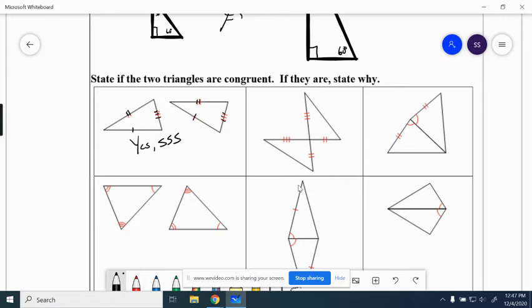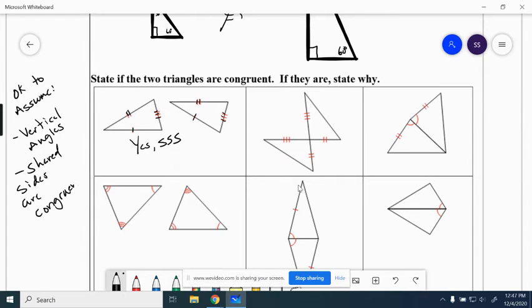Before we start, I'm going to write off to the side here things that are okay to assume. First one, vertical angles. And shared sides are congruent. Okay, sorry about my sloppy handwriting, but it is okay to assume vertical angles, which are congruent, and shared sides are congruent.